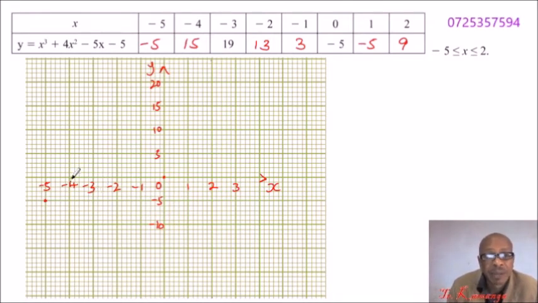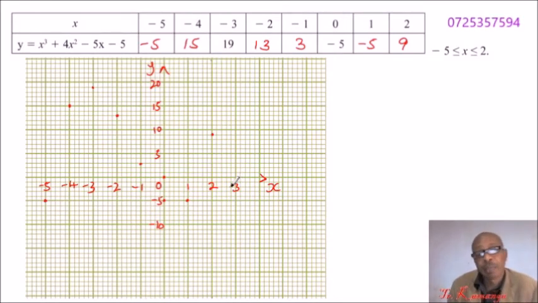When x is minus 4, y is 15. So that's where we have our point. When x is minus 3, y is 19. When x is minus 2, y is 13. When x is minus 1, y is 3. We have it there. When x is 0, y is minus 5. When x is 1, y is minus 5. And when x is 2, y is 9. That's where we have our 9.